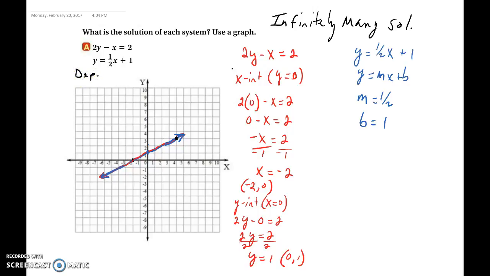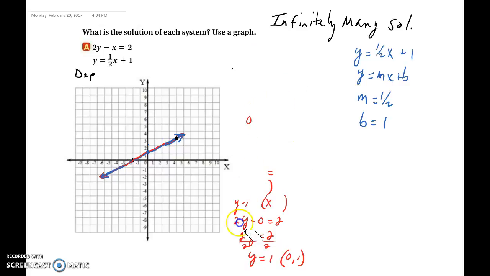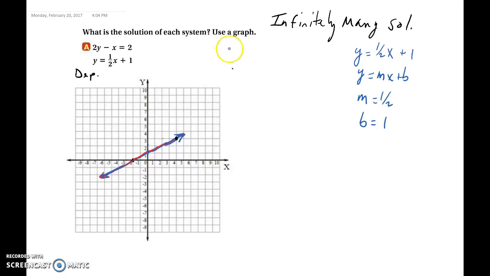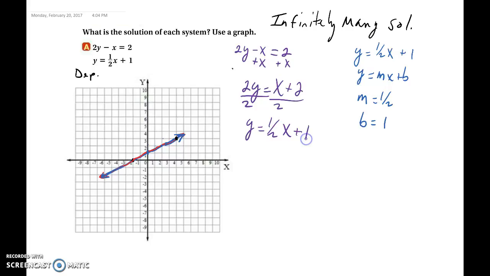Now, we did this one by graphing, but let me erase all this here. One of the things that we went through in the last chapter, when we were talking about parallel lines, is if we had this 2y minus x is equal to 2, if we were to solve for y, so add x over, 2y is equal to x plus 2, divide each side by 2, y is then equal to 1/2 x plus 1.